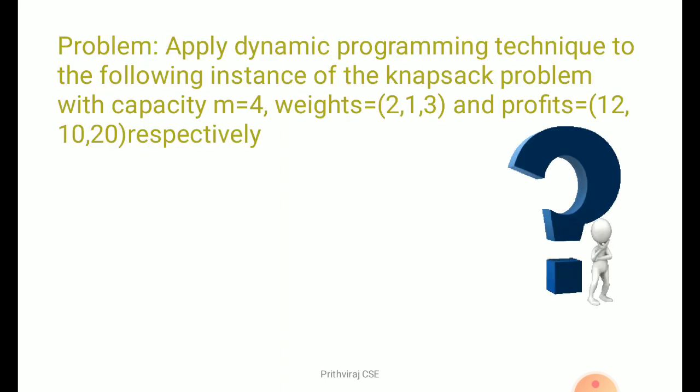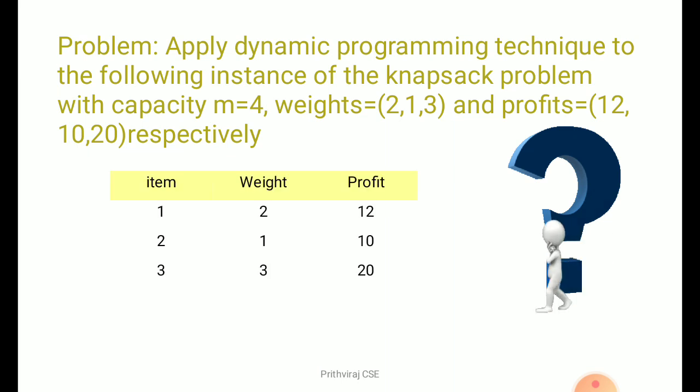Now this is the given problem. Apply the dynamic programming technique for the following instance of knapsack with the capacity m equal to 4 and weights 2, 1, 3 with the profits 12, 10, 20. Let us write down the same thing using a table so that it will be easier for us to understand. So these are the number of items along with their weight and profit.